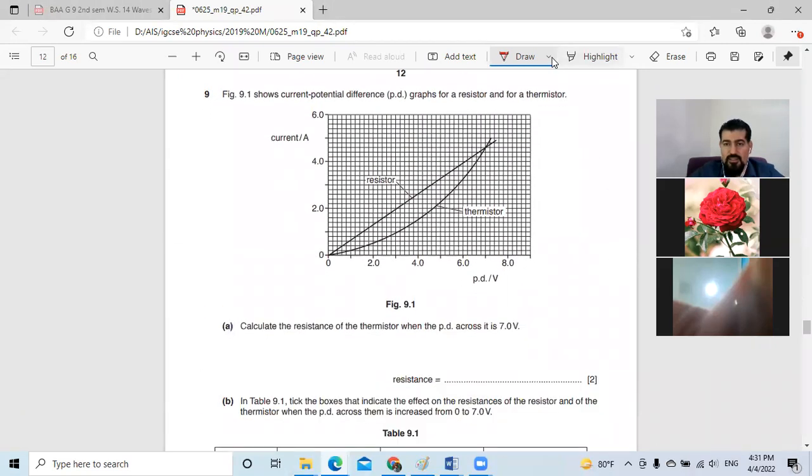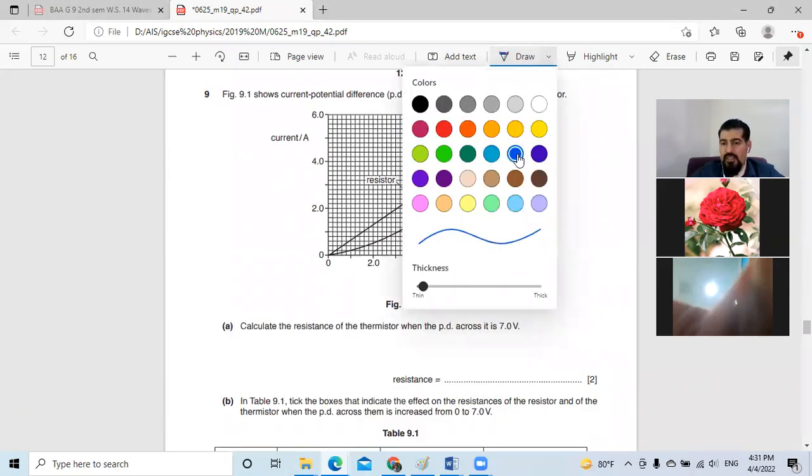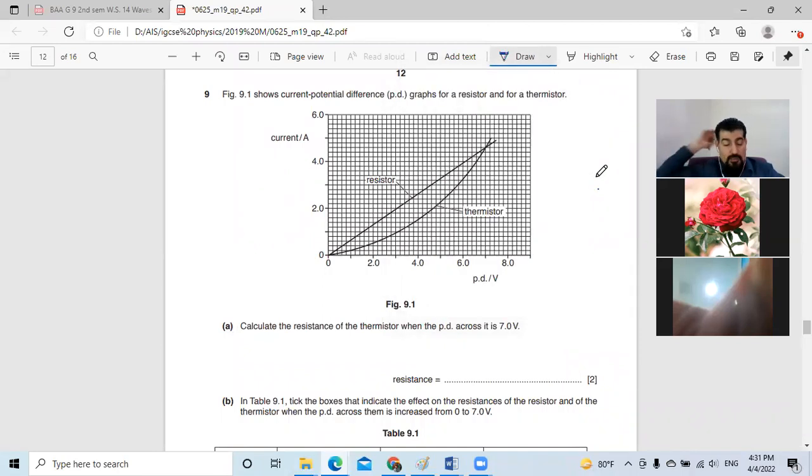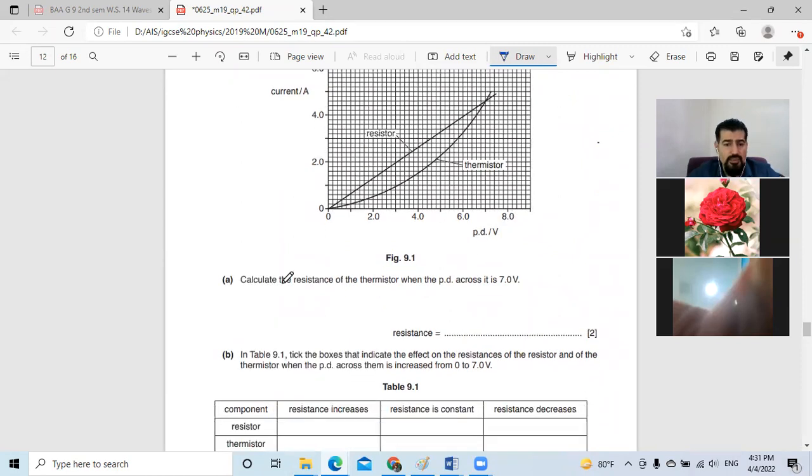Question number 9. It's about electricity, and usually I love questions about electricity because there are a lot of ideas and they are easy. Now what they ask here: the figure shows the current-voltage graph for a fixed resistor and a thermistor. A fixed resistor is a straight line, and the thermistor is a curve. The y-axis is current and the x-axis is the voltage.